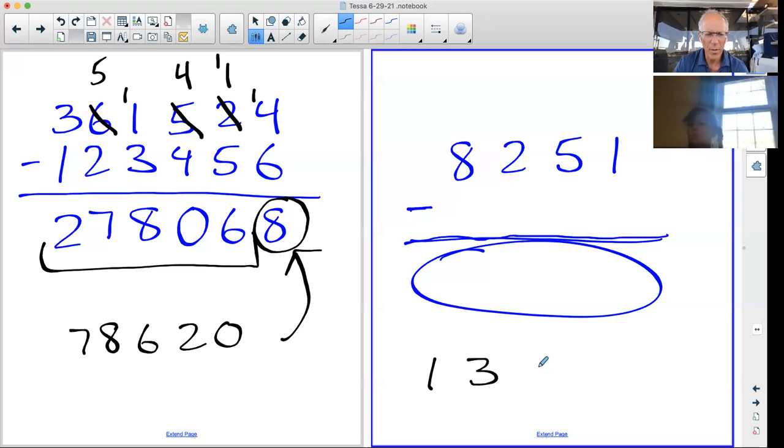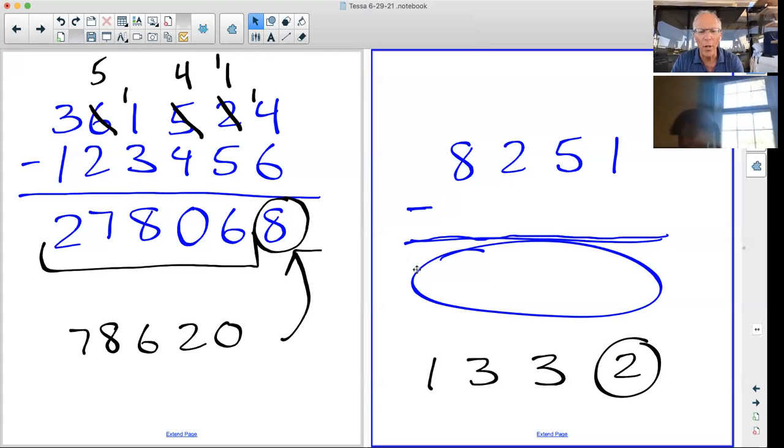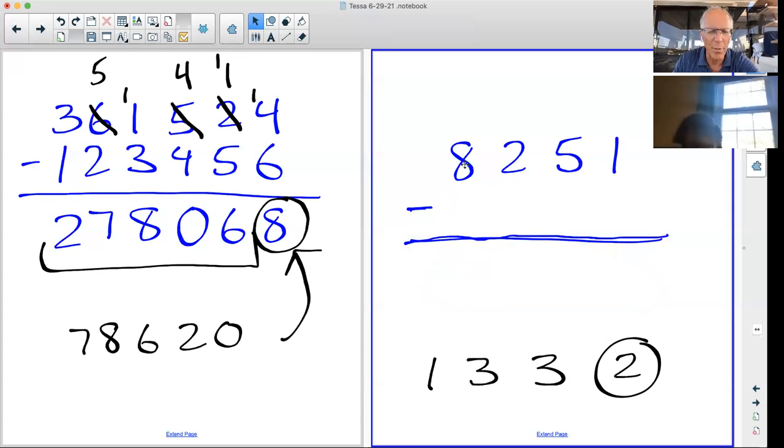The answer is 3, 1, 3. Okay, good. Now, if you did this correctly, the number you circled is a 2. So now we are going to work together to find your mistake. If you made a mistake, how did you jumble up the number 8,251? What did you jumble it to?